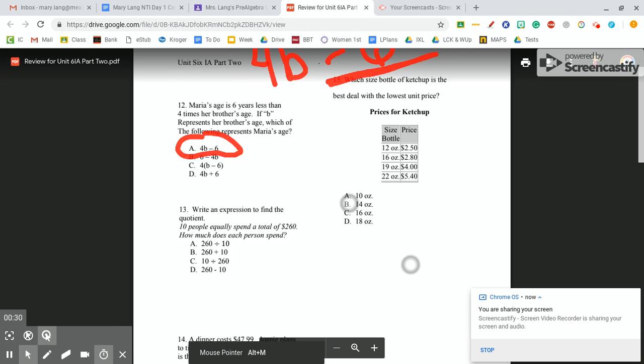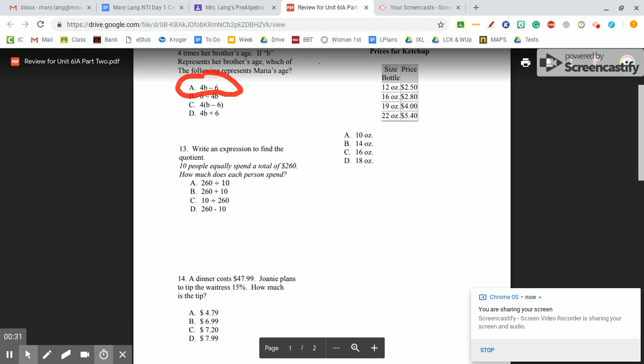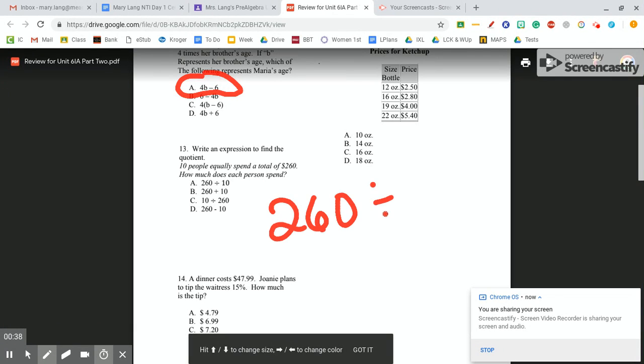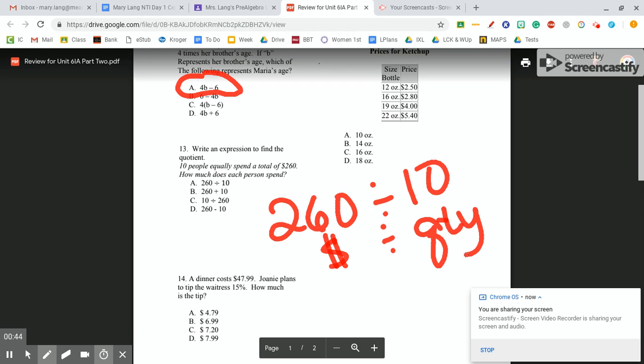Number 13. Write an expression. 10 people equally share $260. So we know the price is 260. The quantity is 10. So this is a price divided by quantity problem. So it's just A, 260 divided by 10.